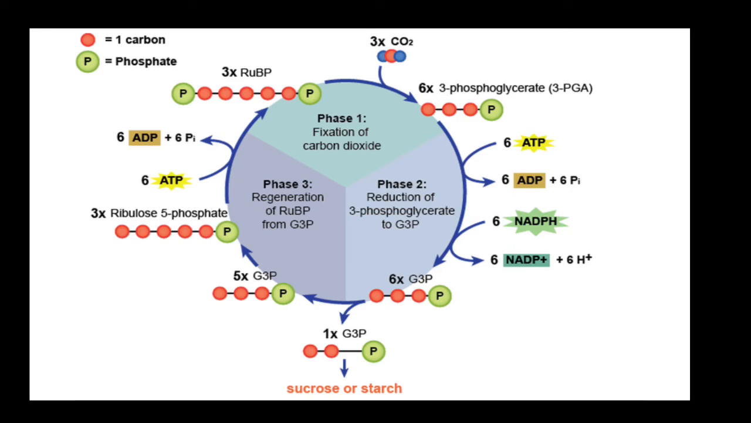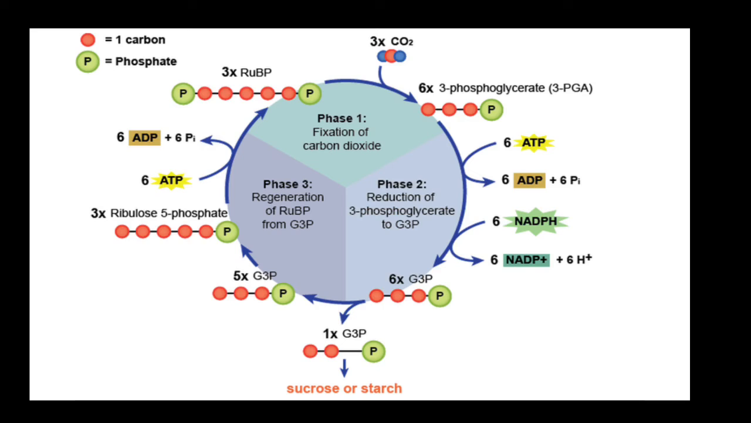The next step in this beautiful process is the reduction phase, where the 3-PGA is phosphorylated and reduced. The phosphates used in the phosphorylation step are given by ATP that was produced by the light-dependent reactions from earlier in the process. As for the extra electrons, they are graciously donated from the ever-generous NADPH that is also produced in the earlier light-dependent reactions.